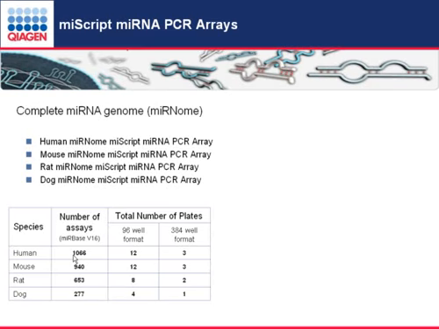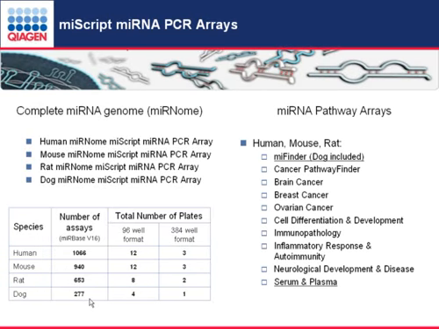We have more than 1,000 assays for human, nearly 1,000 for mouse, and 650 for rat, which is more than 95% of the rat micronome. And we also have nearly the entire dog micronome. In addition, if you do not want to do whole micronome profiling, you can also do pathway-focused profiling. We have more than 10 arrays for human, mouse, and rat.